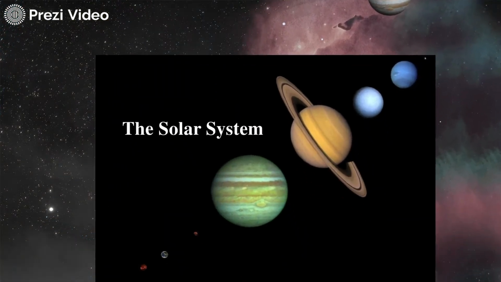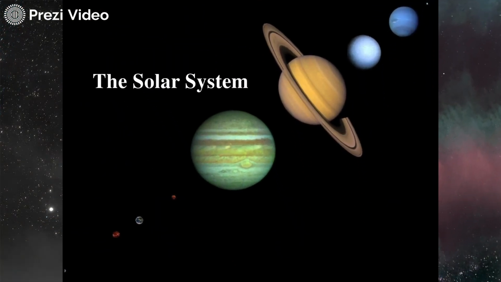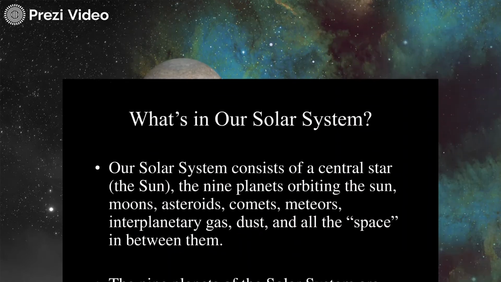Today we're going to be doing a quick jaunt through the solar system, with an overview of what is in our solar system and what the solar system is. So let's jump right in. The solar system. Here we see a picture of all the different planets in our solar system. We can see the different sizes and scales of them.